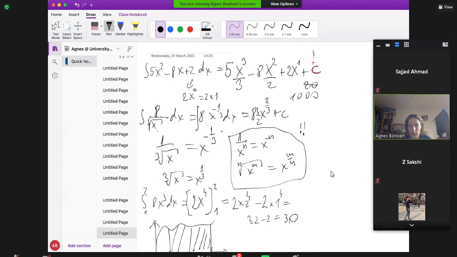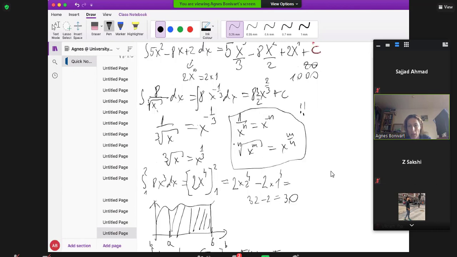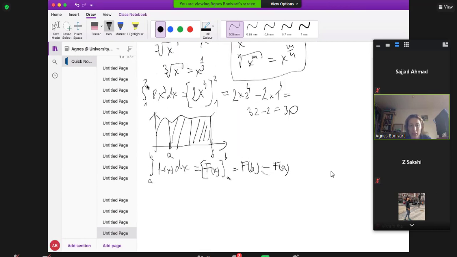So, see, when we had an indefinite integral, what was the result? The result was a function, right? A function where we added a constant at the end, right? So it's a function. When we have a definite integral, the result is a number because in the gained function, we substituted the limits.